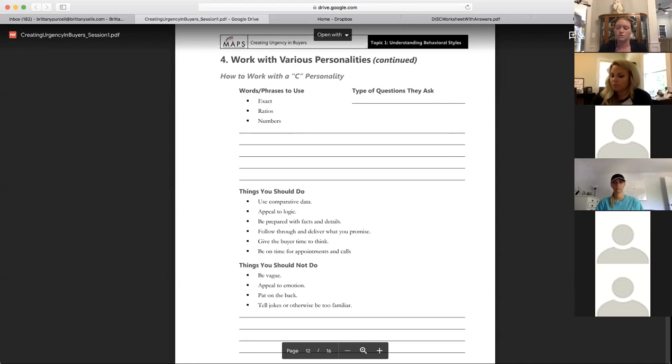Come in. Do not walk into a high C appointment without your papers together. Do not walk in shuffling papers and trying to arrange them all. You need to be prepared with a high C, period. Just have all of your ducks in a row, have the paperwork figured out, filled in where you just need signatures.